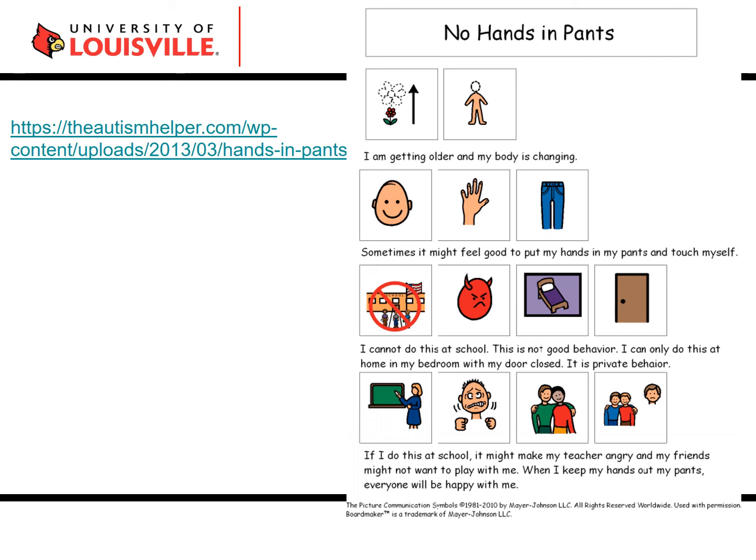This is another example of a social story. It's called No Hands in Pants. I am getting older and my body is changing. Sometimes it might feel good to put my hands in my pants and touch myself. I cannot do this at school. It is not good behavior. I can only do this at home in my bedroom with my door closed. It is a private place.